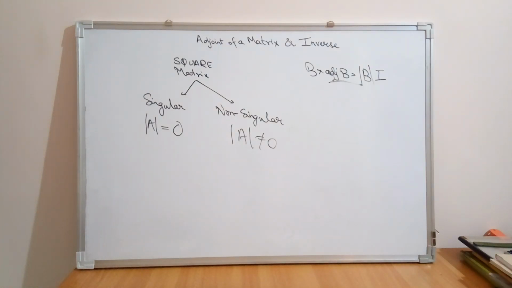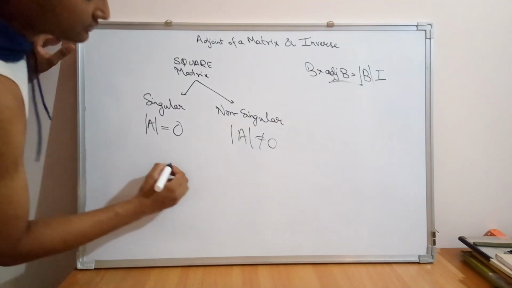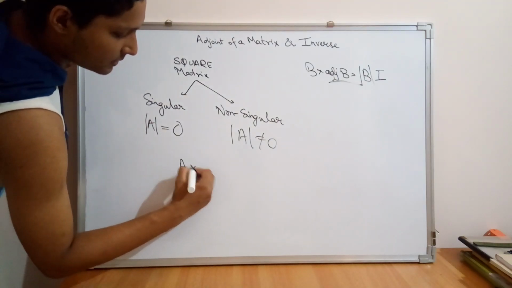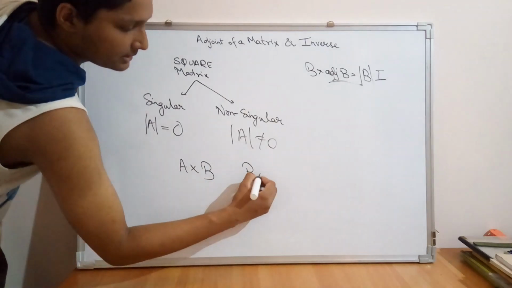Okay, so we are considering only the square matrices here. If you consider the product of maybe two square matrices, A into B and B into A.